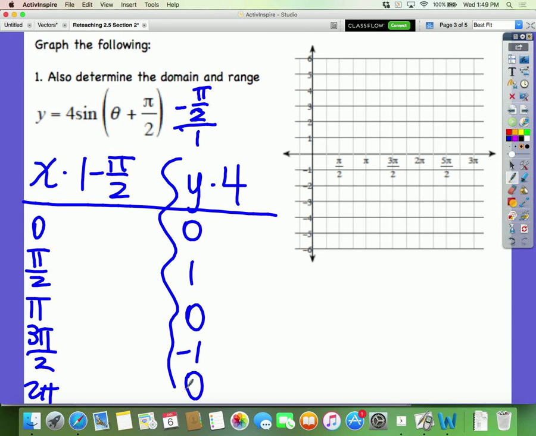I'm going to multiply all my x's by 1 and then subtract pi over 2. So when I do that, 0 times 1 minus pi over 2 is what? Pi over 2 times 1 minus pi over 2, 0. Pi times 1 minus pi over 2. And after the third one, you should notice there's a pattern, right? What's the next one going to be? And the one after that?